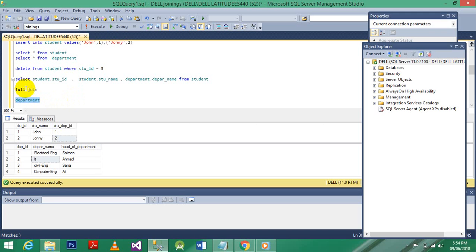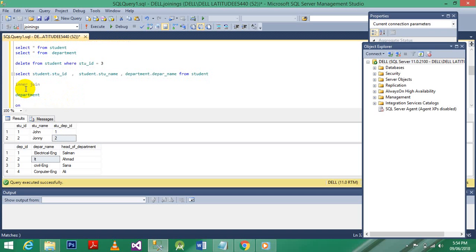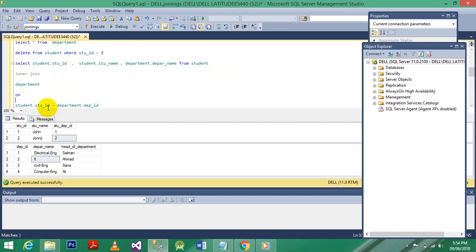I want to use inner join. Just write INNER, inner, and space and join. After that, write the second table that you want to join. I retrieve data from the department table, so I put here department. After that, write ON and compare the ID of these tables: student dot student ID equals department dot department ID.